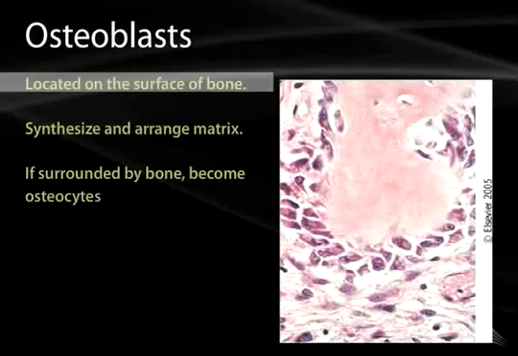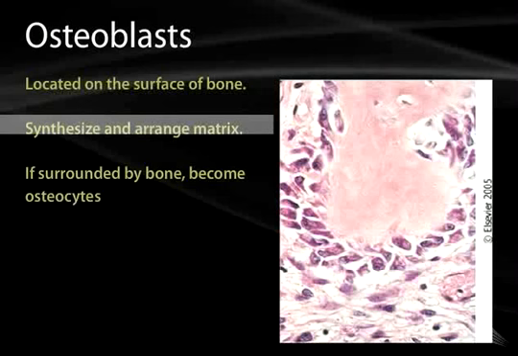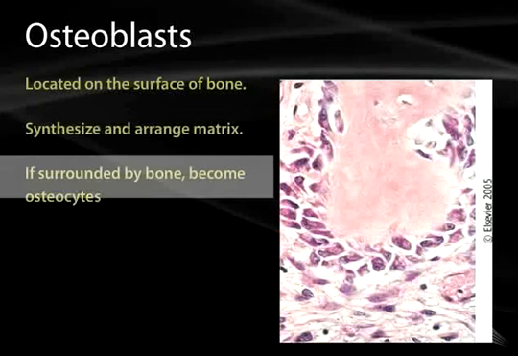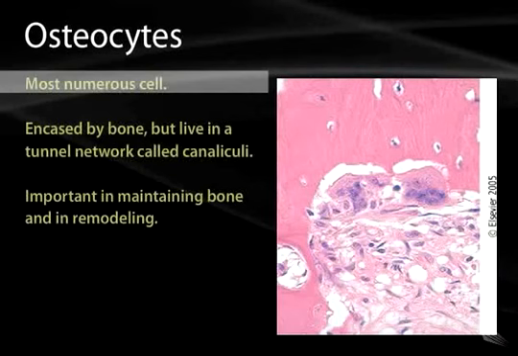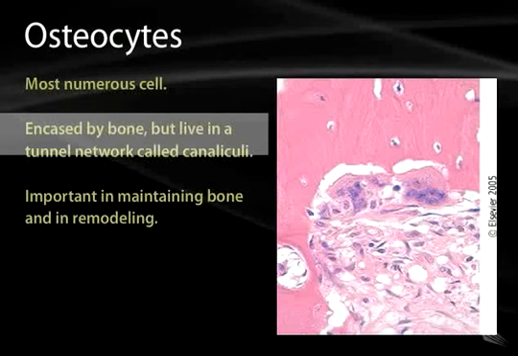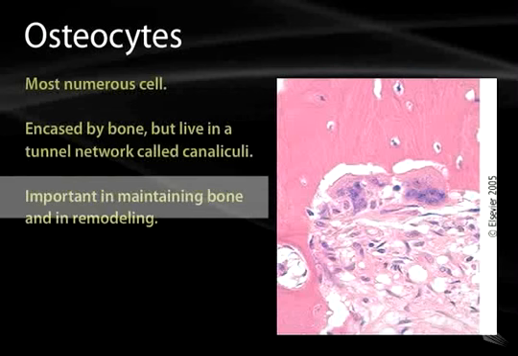Osteoblasts are located on the surface of bone. They synthesize and arrange the matrix that will eventually develop into the mature bone. And when they're completely surrounded by bone, they become the osteocytes, those cells with clear halos around them that we demonstrated in the previous slides. Osteocytes are the most numerous cells found within bones. They are encased by bone, but if you remember that cross-section diagram that we showed you a few slides ago, they live in that tunnel network called canaliculi, and they are important in maintaining and in remodeling bone.